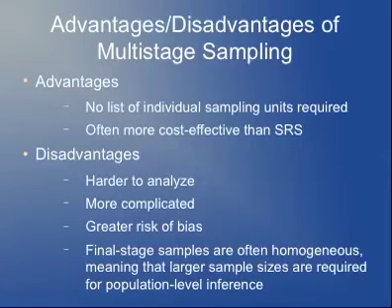The disadvantages are several. Analyzing the data is trickier. Designing the experiment is uglier. There is a greater risk of bias due to a non-representative sample. And when you go through several layers of clusters and start sampling from a final cluster, you often end up with a somewhat homogeneous group, so that you need larger sample sizes to draw inferences about the entire population.